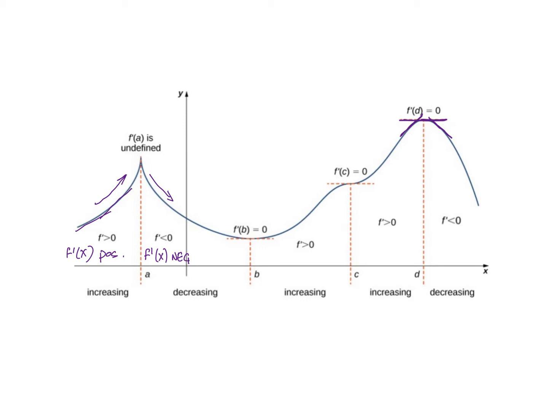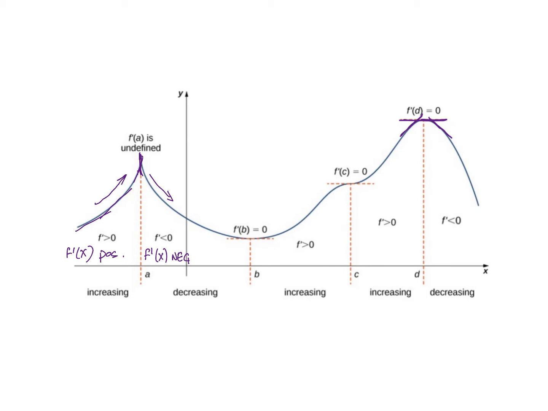The difference at A is that it's positive on the left side. F prime is positive, and then f prime is negative on the right side, but we never hit a slope of 0. Instead, this tangent line becomes infinitely positive. It becomes vertical, and vertical lines have an undefined slope. So in this case, f prime is undefined at A. And so that's the difference between A and D.